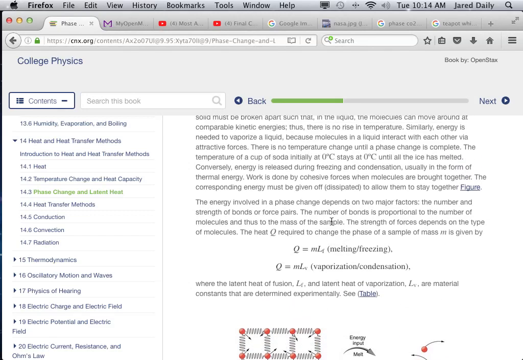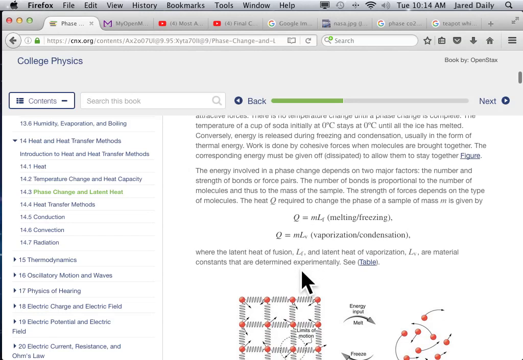Now there's two versions of it, one for melting and freezing. So if you're going from solid to liquid or liquid to solid, you use this one. But it's the same equation for going from gas to liquid or liquid to gas. It's just you use a different L. This L here is called the latent heat of fusion and the latent heat of vaporization. Latent heat of fusion is for melting, freezing. Latent heat of vaporization is for boiling and condensing.